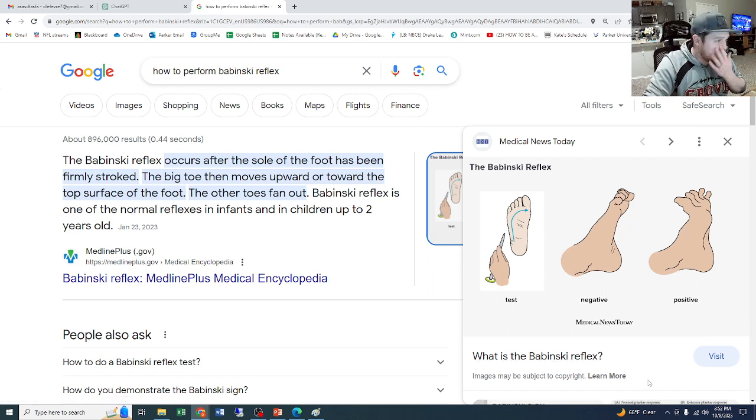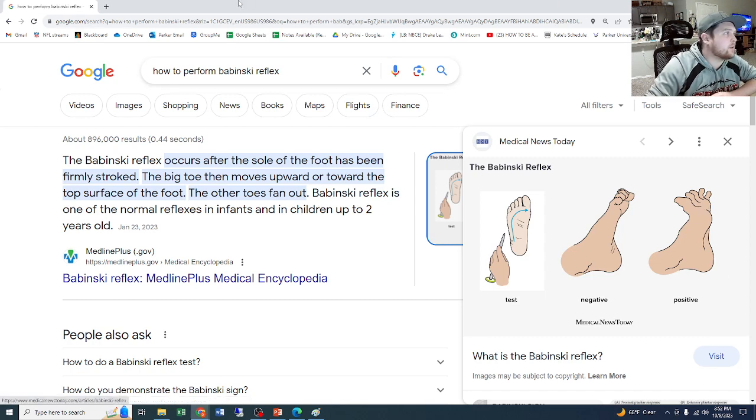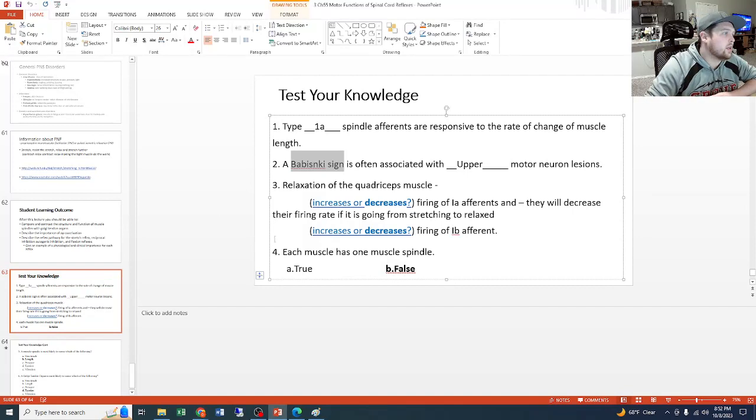If you have a friend that just had a baby, do the Babinski reflex on them, because their central nervous system isn't completely myelinated yet. They actually have a positive Babinski reflex, which is pretty cool. Babinski sign is another sign that you look for. You can have hyperreflexia, or you can have an upper motor neuron lesion if you have a positive Babinski sign.